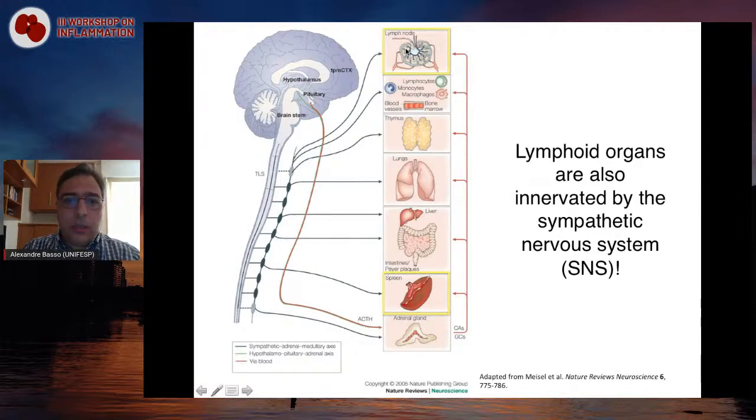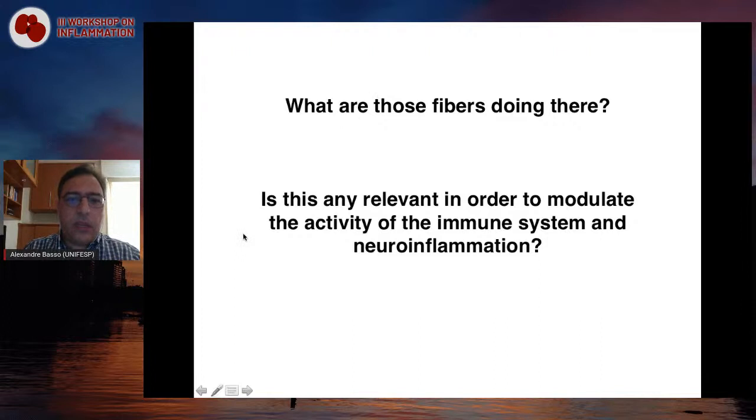And then the question is, what are those fibers doing there? Is this relevant in order to modulate the activity of the immune system and neuroinflammation? Most of the studies trying to address these questions in vivo have employed a technique related to the ablation of sympathetic fibers by treating animals with 6-hydroxydopamine. For reasons that I think are not worth mentioning today, we have been using a different approach that I will try to explain to you right now.